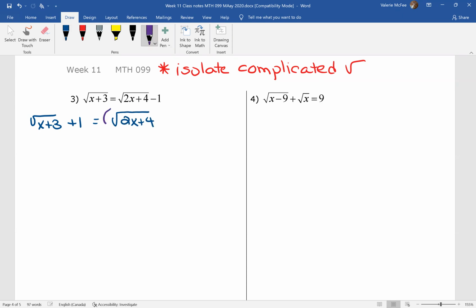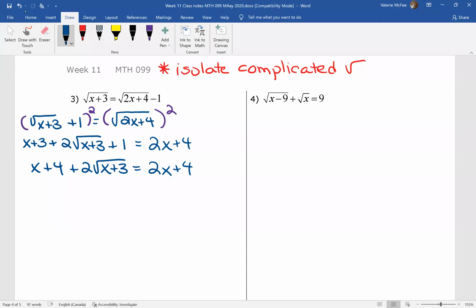Now, as always, we're going to square both sides to get rid of the radical on the right. Why don't you pause your video and open the brackets on the left. You simplified on the left and got x plus 4 plus 2 times the root of x plus 3. And of course, on the right, 2x plus 4.